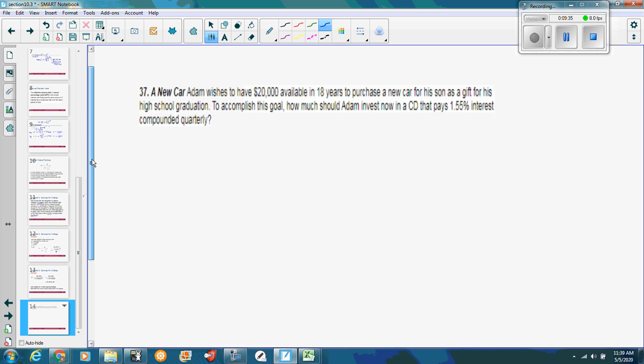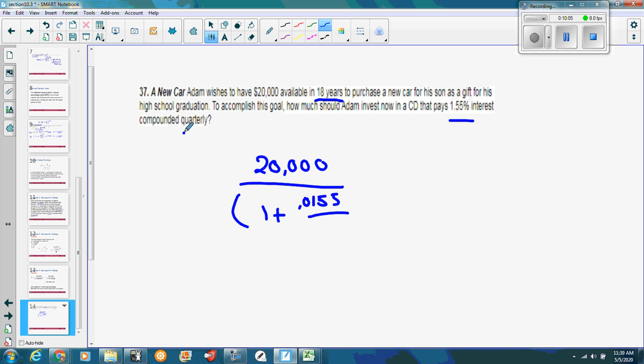So I'm going to do another one for you. So Adam wishes to have $20,000 available in 18 years to purchase a new car for his son as a gift for high school graduation. How much should he invest in a CD with this interest rate? Okay, so it's going to look like this. He wants to have $20,000. And this is 1 plus, you change the interest rate, so it would be 0.0155, compounded quarterly, so that's your 4. This is going to be a 4 again. Those two numbers always match, and he wants to do it in 18 years.